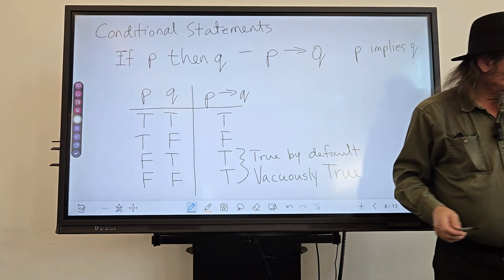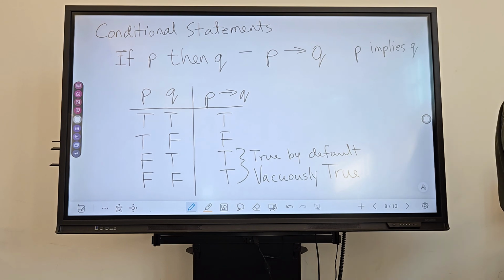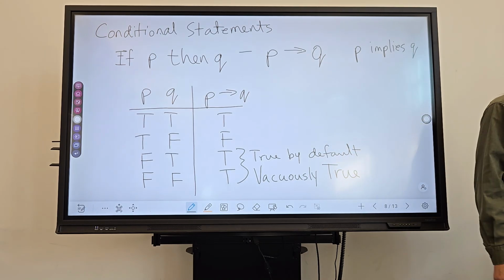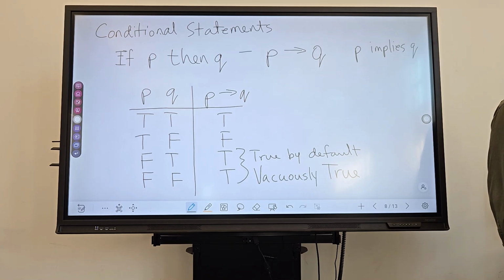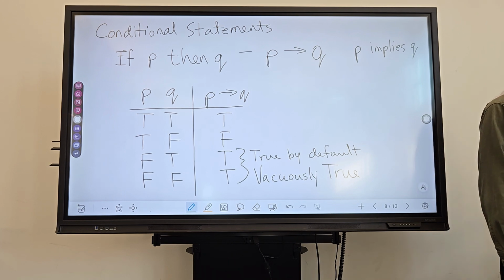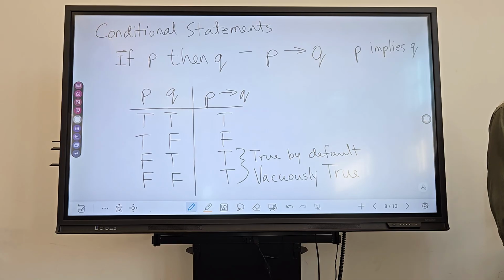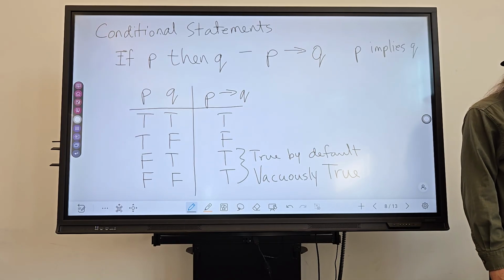So let me read this definition here. If P and Q are statement variables, the conditional of Q by P is if P then Q, or P implies Q, which is denoted by this here. It is false when P is true and Q is false. Otherwise, it is true. P is the hypothesis or antecedent, and Q is the conclusion or consequent of the conditional.